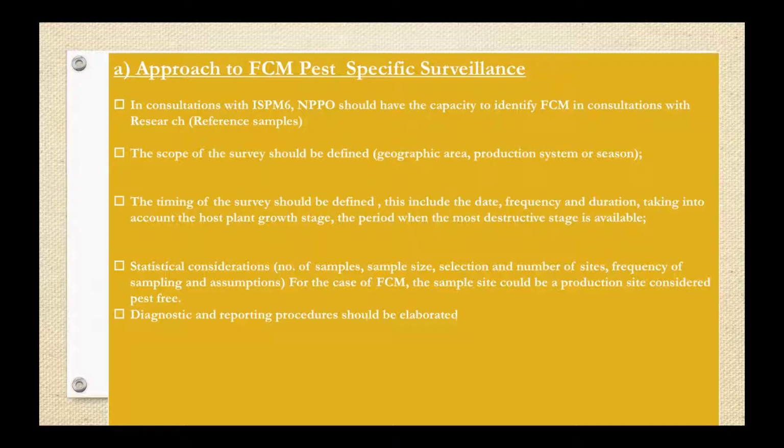So you need to consult with your research. Normally, research have reference samples, so once you take your samples, you can engage with them and they can help you in the identification. You also need to specify the scope of the survey. That is the geographic area and the production system. We indicated that two production systems are in operation, open air and in confinement. So that needs to be specifically defined. The timing of the survey should be defined.